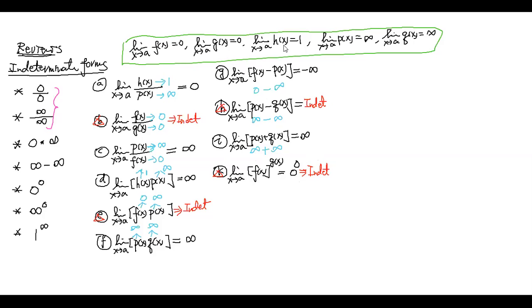Now the next one is L. Oh, I'm sorry, I need to use the L here. This is the limit as x approaches a of f(x) to the power p(x).